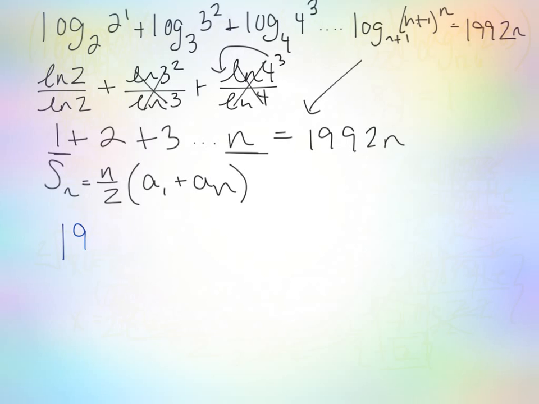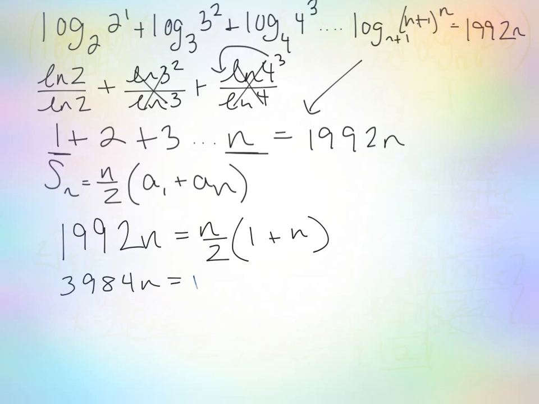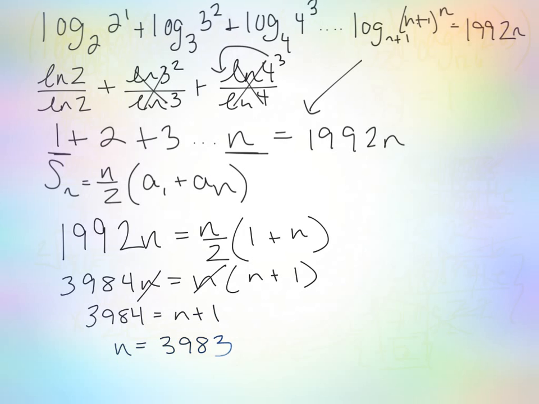So you write it like this, n over 2. We know that the first term is 1 plus the nth term, which is n. We're going to multiply by 2 to get rid of the fraction, so that turns into 3,984n equals n times n plus 1. We're going to divide through by n's because they're the same on both sides. So 3,984 equals n plus 1. Subtract 1 on both sides, n equals 3,983, and you have solved for it.